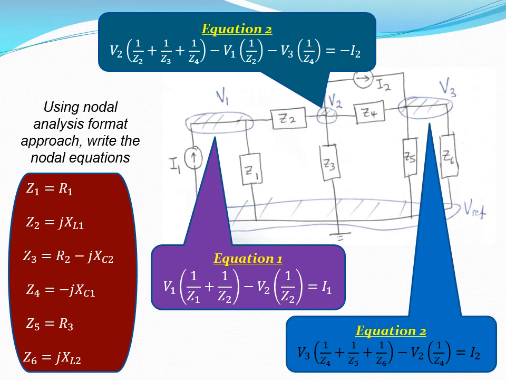For node 3, the admittances attached to the node are 1 over Z4, 1 over Z5, and 1 over Z6. Therefore, the first term is V3 by (1 over Z4 plus 1 over Z5 plus 1 over Z6). The mutual node is node 2, and the mutual admittance is 1 over Z4. Therefore, the mutual term is minus V2 by 1 over Z4. The current source attached to the node is I2. Therefore, the right-hand side is equal to I2.